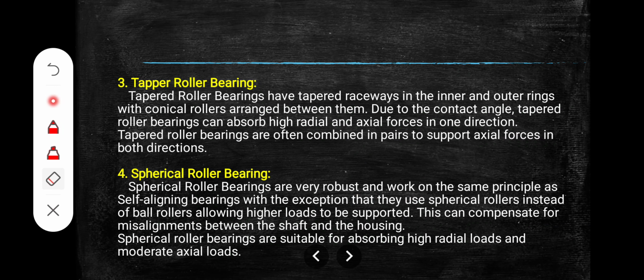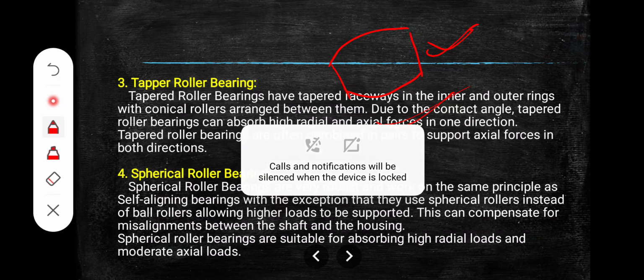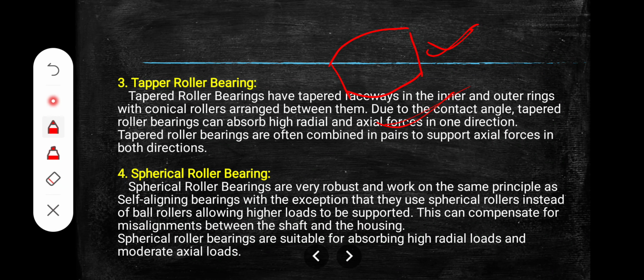This is the structure of the spherical roller bearing, a spherical roller like this. A spherical roller bearing is very robust and works on the same principle as self-aligning bearing, with the exception that they use a spherical roller instead of a ball, allowing higher load to be supported. This can compensate for misalignment between shaft and housing. A spherical roller bearing is suitable for observing high radial load and moderate axial load.